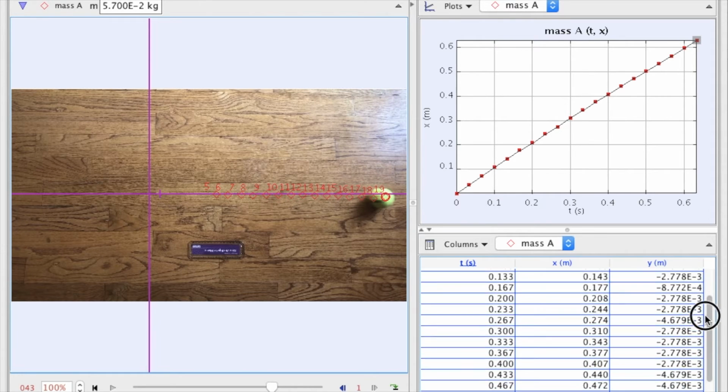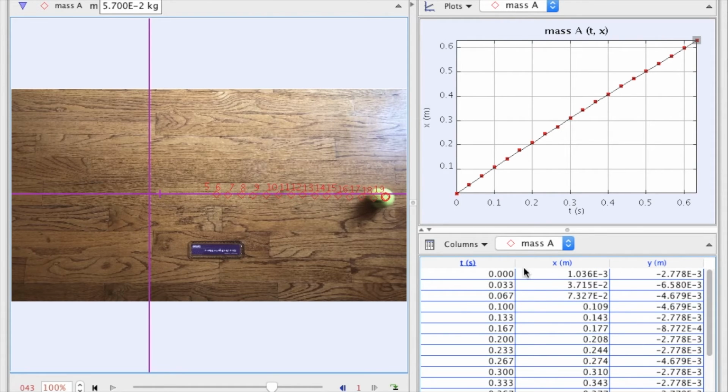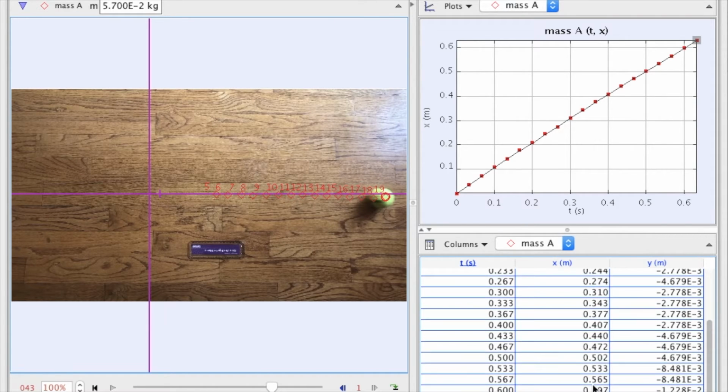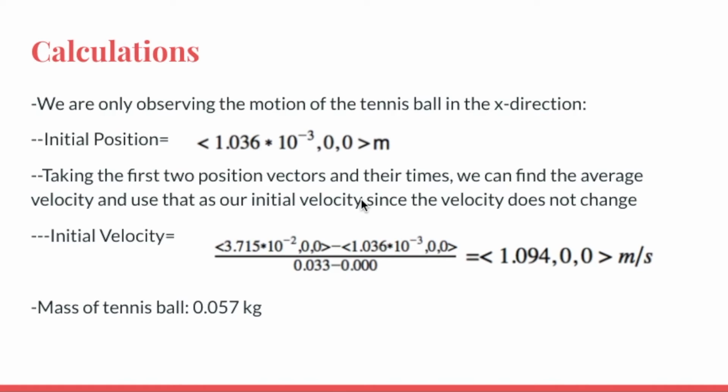So these are all the data points that it took, and at time equals 0, the position was this. So this was the initial position. It took the position all the way up until 0.633 seconds. So in order to develop our computational model, we need to have the initial position, which I have right here, and we also need the initial velocity.